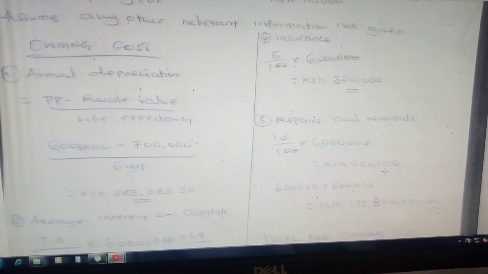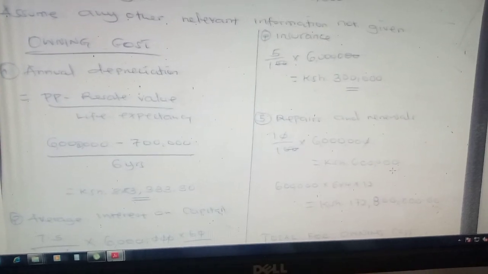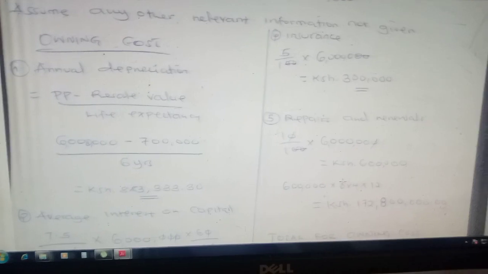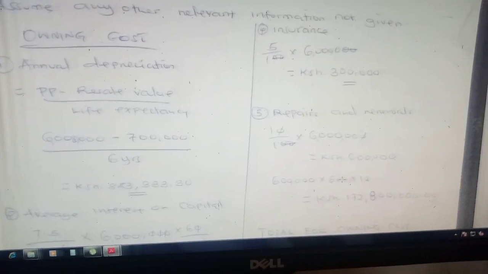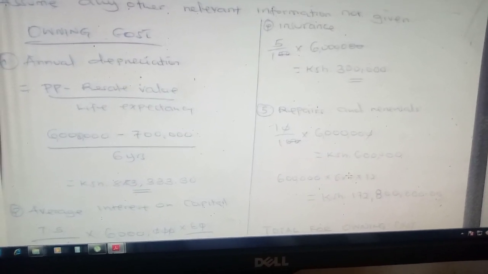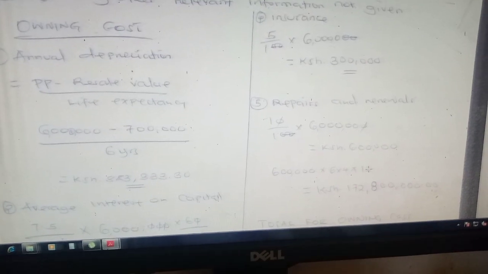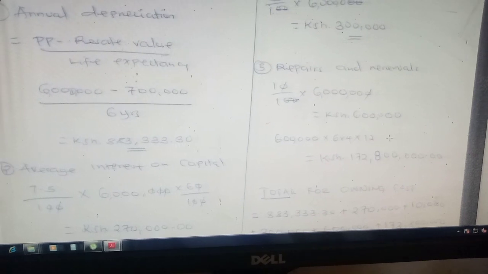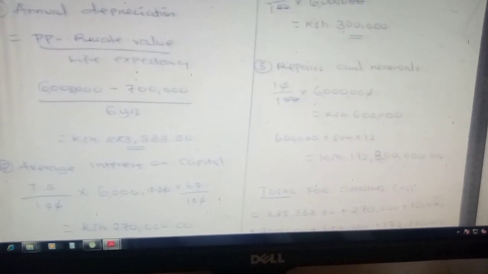This 600,000, which is per day, you convert it per year, whereby you multiply by 6, which are the working days per week. Then you multiply by 4 to convert it from weeks to months, because a month has 4 weeks. Then you multiply it by 12 to convert months into years. A year has 12 months. That is the 12 that is written there. So that is the answer, 172,800,000.